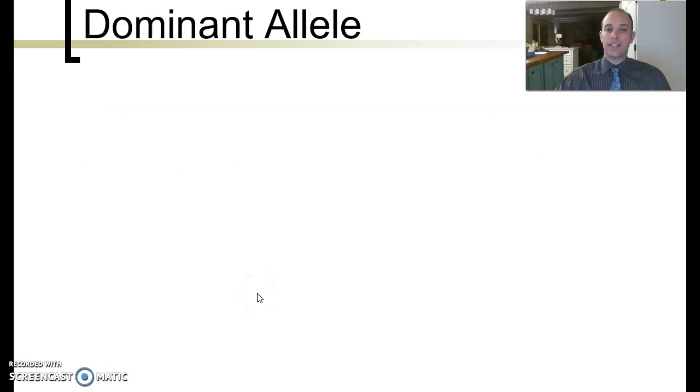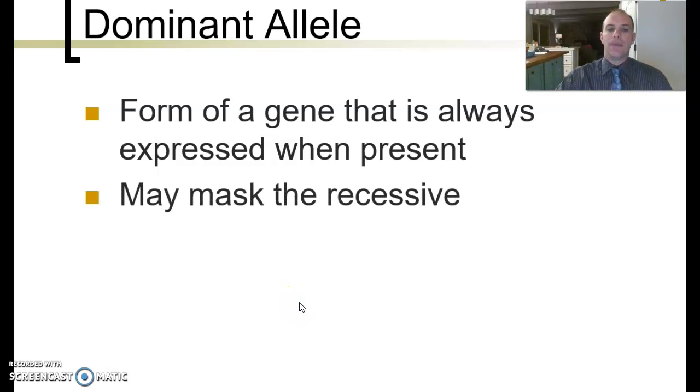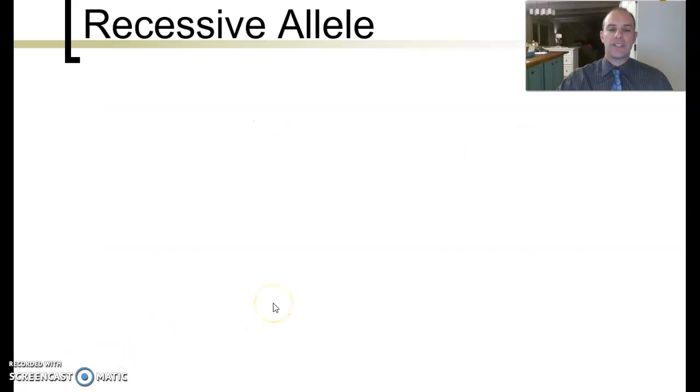So what's the dominant allele? It is the form of a gene that is always expressed when present. Remember, they're the big letters. They're dominant over the small ones. May mask the recessive, meaning if they're together, the big and small letter, you will always see the dominant letter, whatever trait it carries for, expressed with a capital letter, and T is the most often used example of that capital letter.